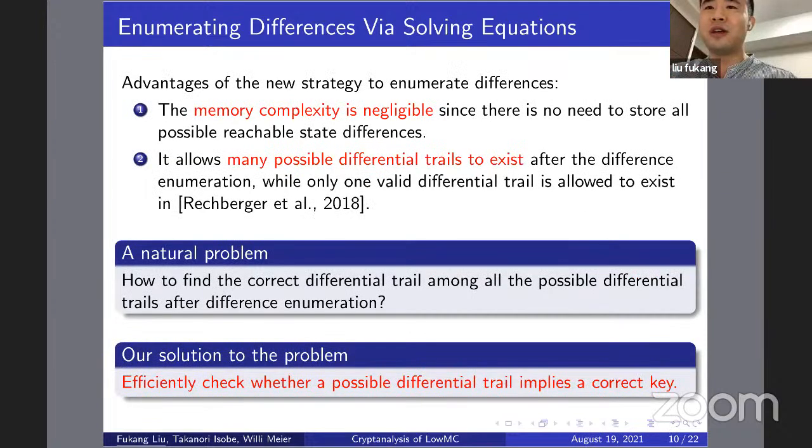So there are 2 advantages of the new strategy. First, the memory complexity is negligible. Second, it allows many possible differential trails to exist, which can enlarge the number of attacked rounds. However, we are then faced with a natural problem: how to find the correct trail among all the possible trails efficiently. Our solution to this problem is to efficiently check whether a possible differential trail implies a correct key. This will use observation 1.